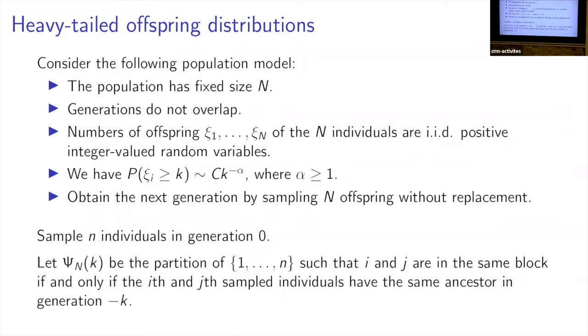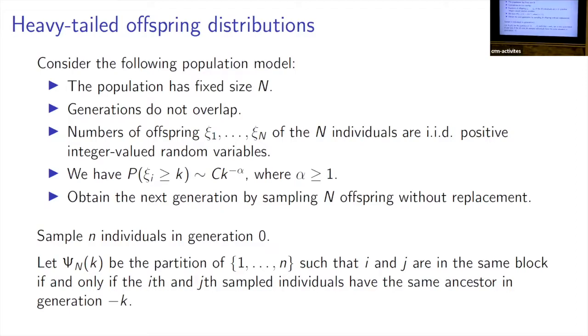Now, this process will likely produce more than n offspring, but the population size has to stay fixed at n. So we will obtain the next generation by sampling n of these offspring without replacement. And that could be somewhat realistic if the environment can only support a population of a certain size. And then we can define the ancestral processes as before. We can sample lowercase n individuals from the population in generation 0, and we can let psi n of k be the partition of 1 through n, whose blocks correspond to groups of individuals in the sample that have the same ancestor when we go k generations back.